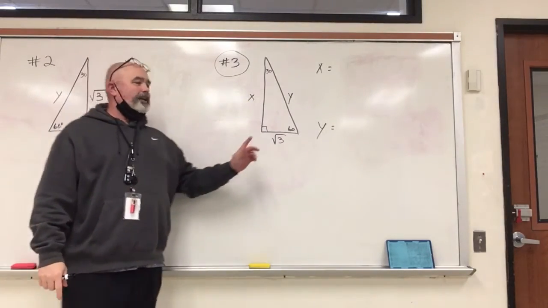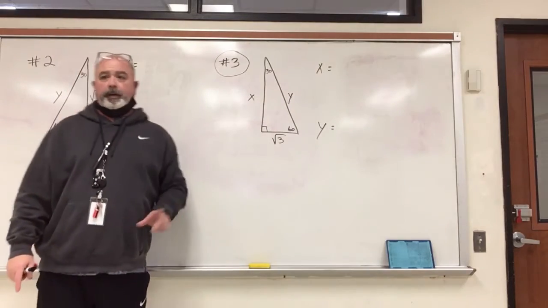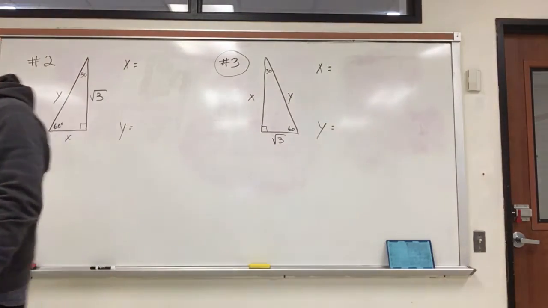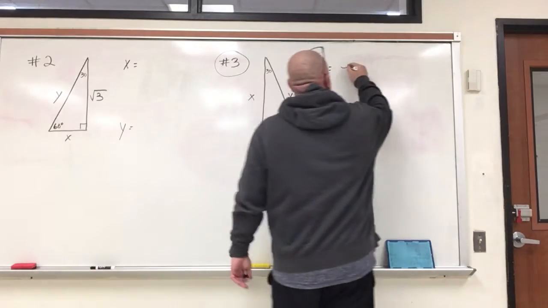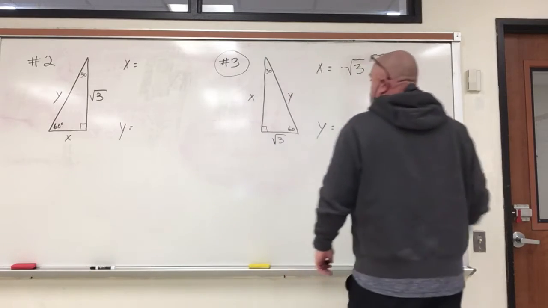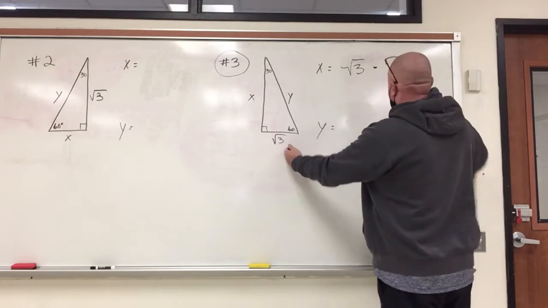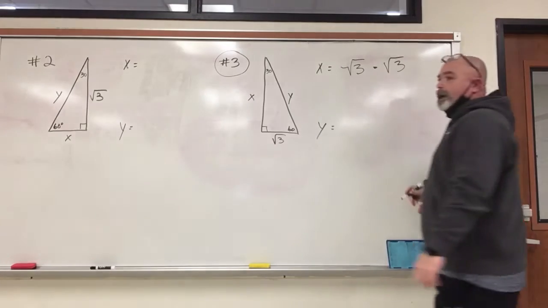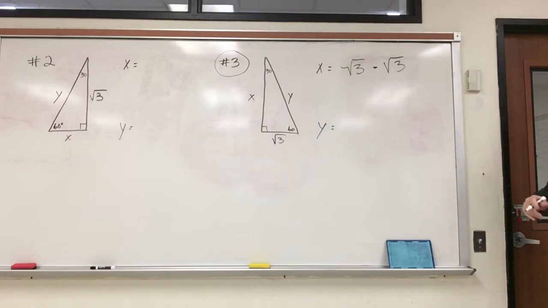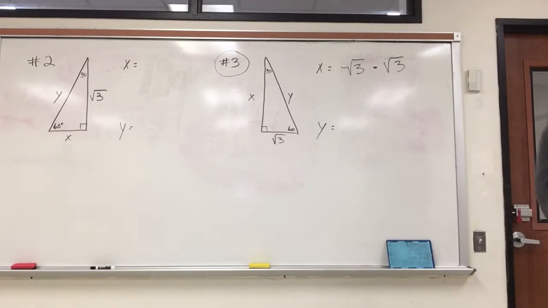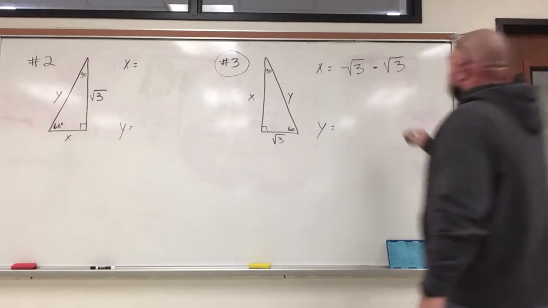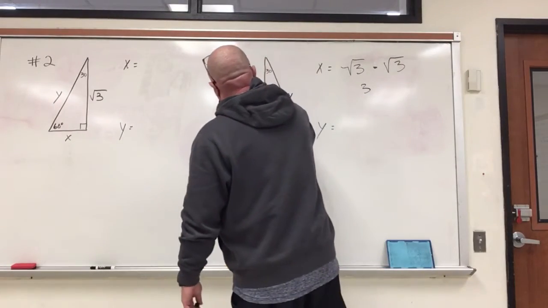Okay? So what do I do to the short leg to find the long leg? Well, the long leg is equal to the square root of 3 times what? Short leg. So I'm going to go square root of 3 times the short leg, which is also what? Square root of 3. And I know from my extensive study in mathematics that the square root of 3 times the square root of 3 is equal to 3. So x here is equal to 3.